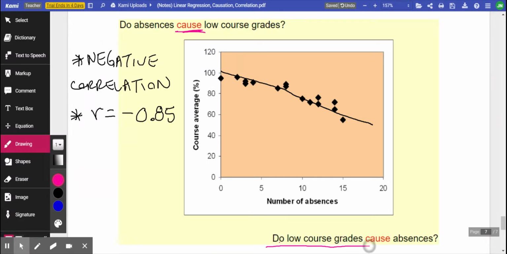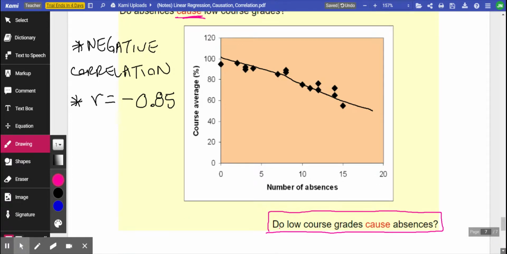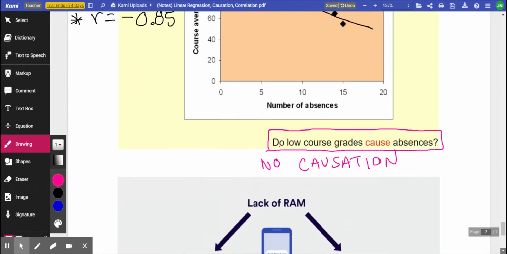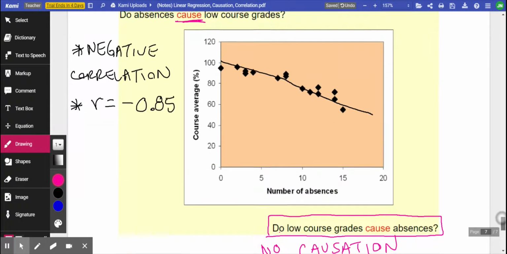Do low grades cause absences? I can tell you for a fact that there are people that show up to class every single day and don't do anything. So that is absolutely not true. Low grades are not caused by absences necessarily. They're caused by effort and how much work someone does. So in this case, there is no causation, meaning no cause and effect. So there's something else at play, right? It doesn't mean that just because someone is absent, they're going to get a low grade.